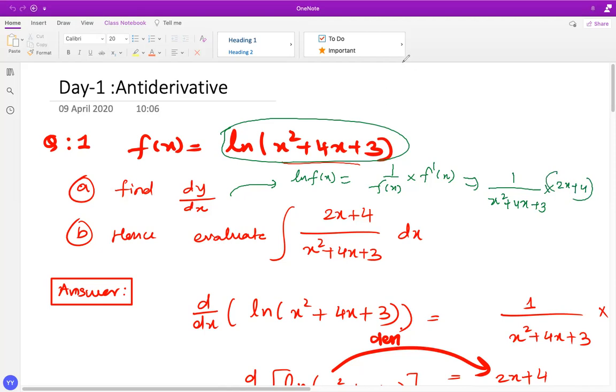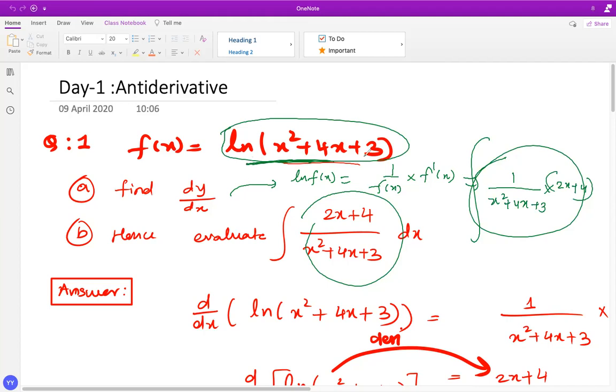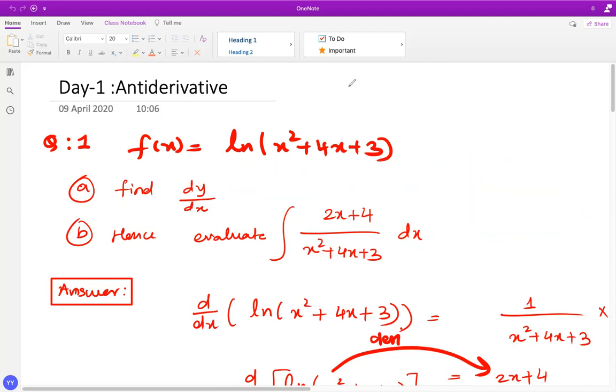So this is the differentiation process. Now they say, hence integrate this answer. Find the expression for the integration of this. Looking at the antiderivative, you can see it's the exact same thing that you derived. So if I integrate this expression, I should get ln of x squared plus 4x plus 3 as my answer, but don't forget to add a constant. This is the exact property of antiderivative. Let's take one more example on this.